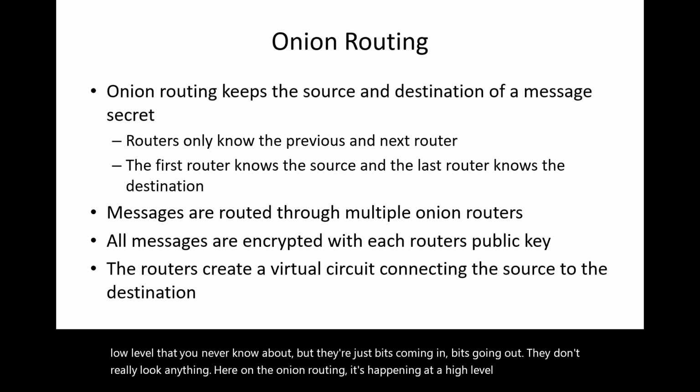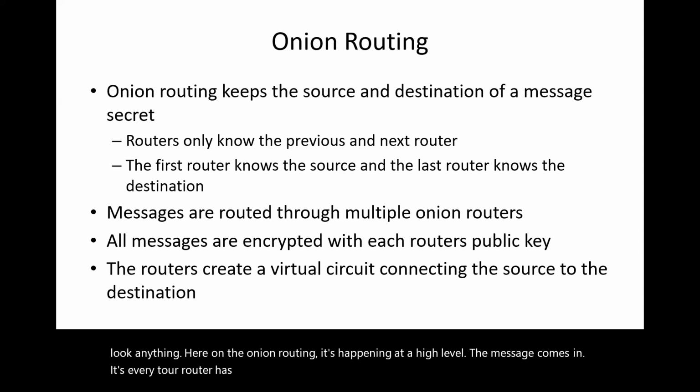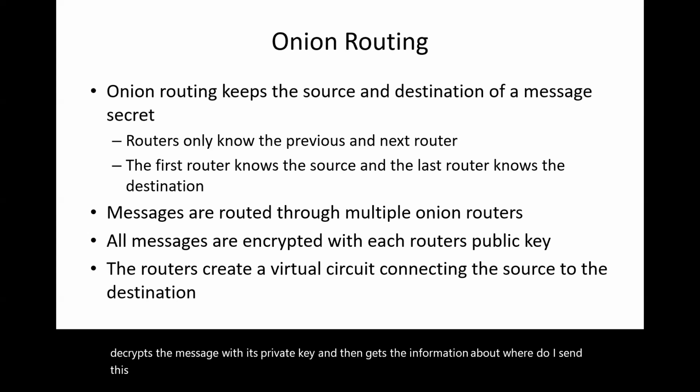Message comes in. Every Tor router has its own public key. Things are encrypted for it. Once it receives the message, it decrypts it with its private key, and then gets the information about where to send this next, and sends it to the next router, encrypted with that router's public key.